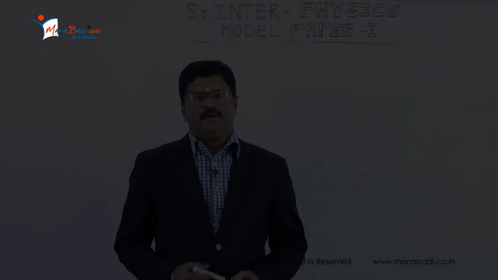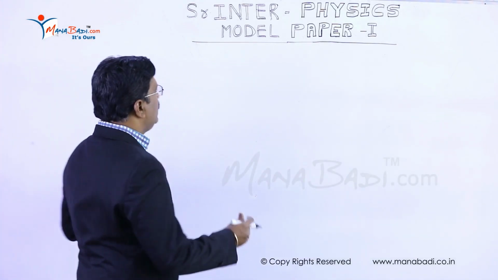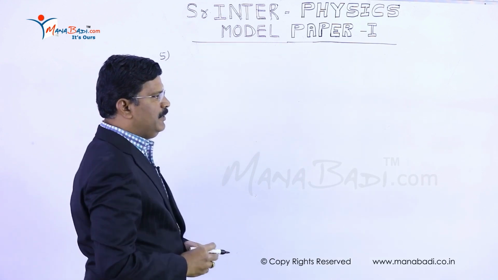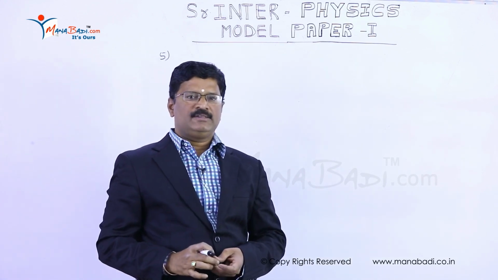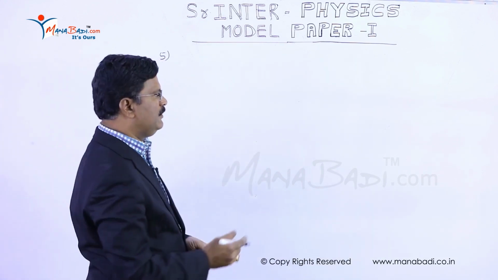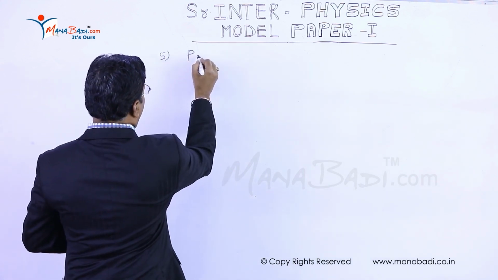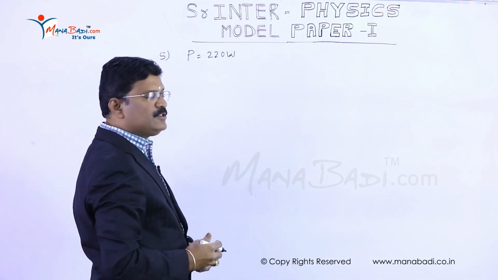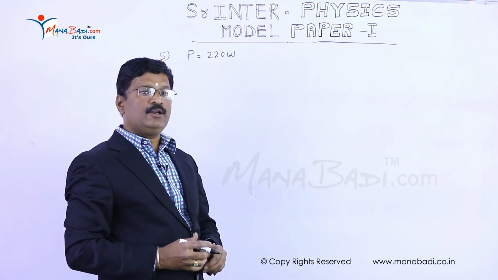Now question number 5. It says that a bulb was rated as 220 watts. Therefore, the power of the bulb is 220 watts. Similarly, it is rated at 220 volts.